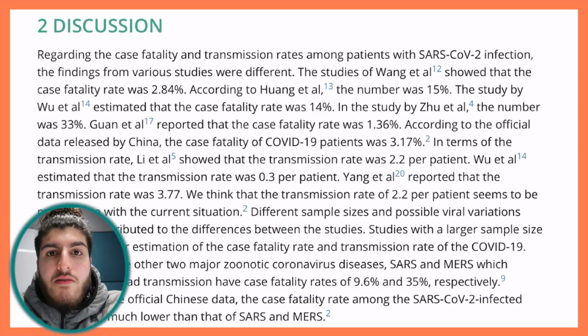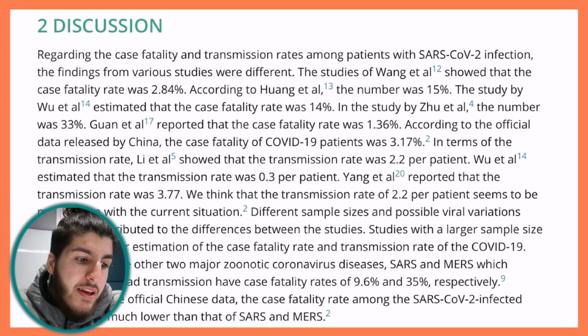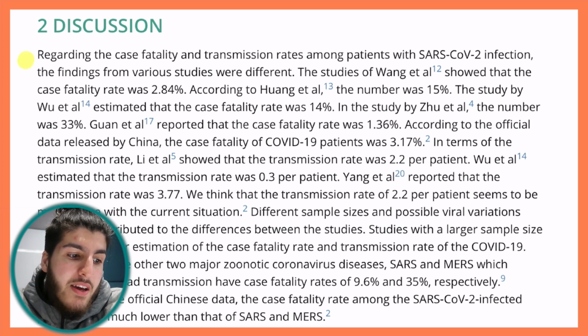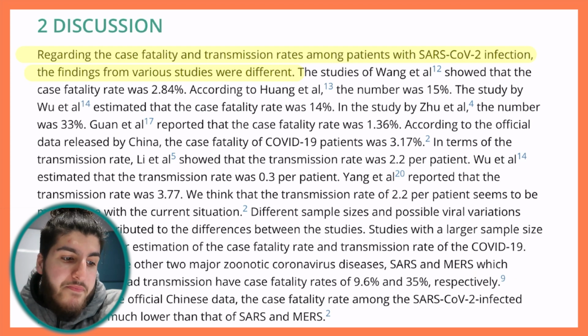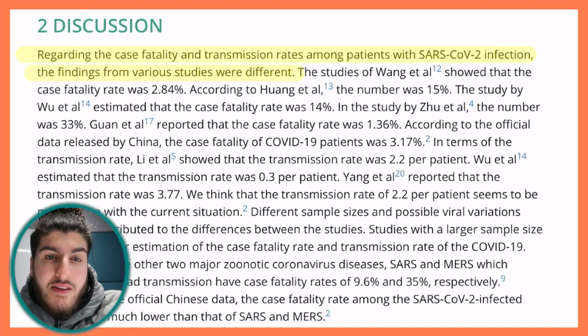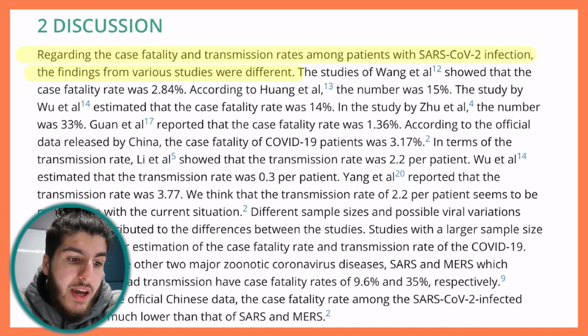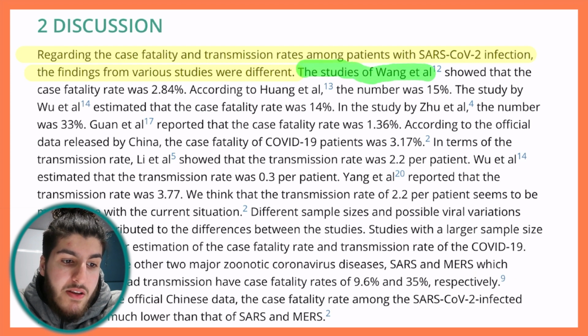So this article was published on, I think, the 25th of Feb 2020. And if you look here, the first line of the paragraph is regarding the case fatality and transmission rates among patients with coronavirus infection. The findings from various studies were different. So just from that opening line, we know exactly what this paragraph's about. This is from a real study, a real published article. And so we know that this paragraph is going to cover the differences in fatality and transmission rates of coronavirus from different studies. And then we have the main block, which is studies of Wang et al.